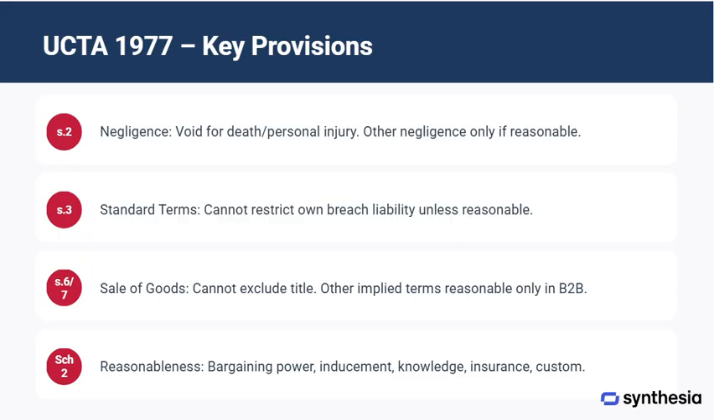UCTA controls business liability. Section 2 makes death or personal injury from negligence void. Reasonableness test in Schedule 2. Burden on the party relying on the clause, key for B2B contracts.